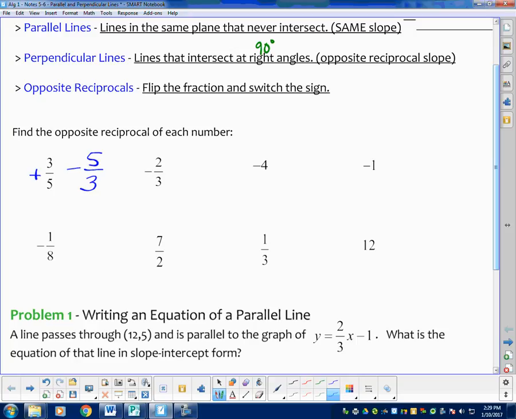Okay, how about negative 2/3? 3/2. Positive or negative? Positive. Yeah.